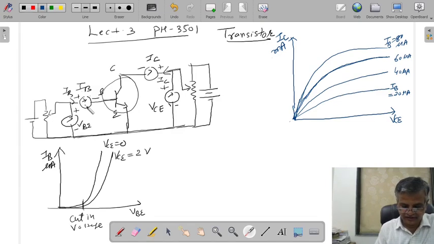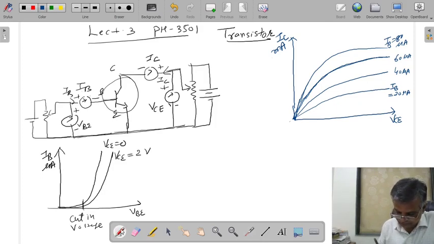In more detail, for 20 microampere, this is the graph. For 20 microampere, vary this, note down this, you will get this graph. Keep 40 microampere, vary this, note down this, you will get this graph. 60, and so on, you will get. Now, we have to understand the nature of this graph, why you are getting such a nature. So let us start.